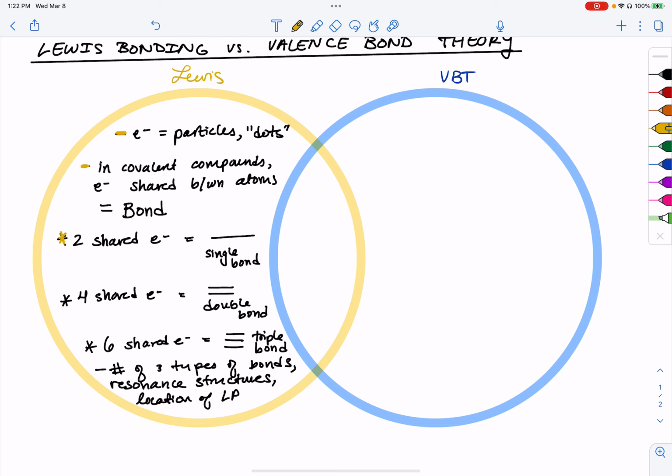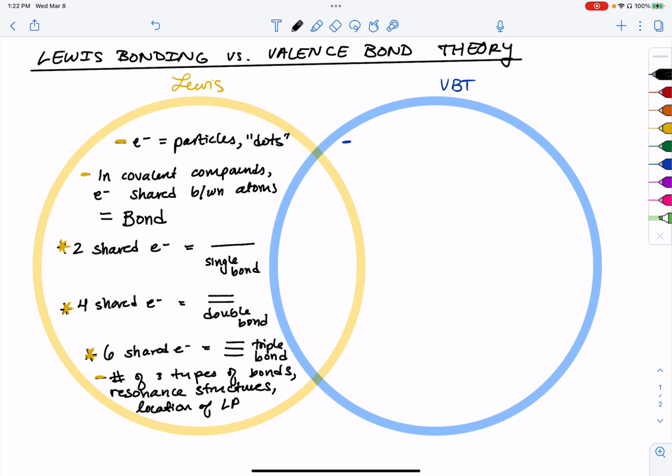Okay, let's compare this to our valence bond theory, at least what we know of valence bond theory so far. So valence bond theory is our first bonding model that we've seen that recognizes the fact that electrons are quantum mechanical particles, meaning electrons reside in some orbital that is designated by some energy level. So in valence bond theory, electrons are quantum mechanical particles that are found in orbitals.